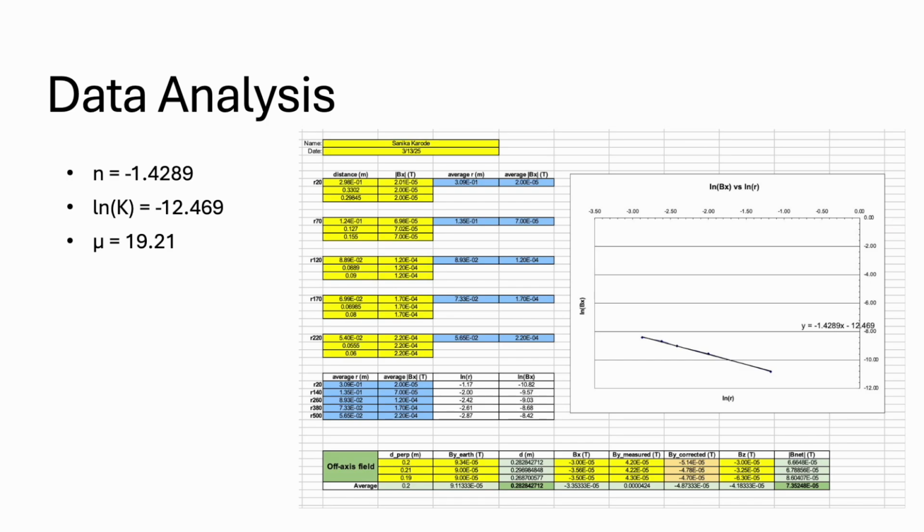So here is the spreadsheet. You can see all of the data for the different distances over here with the different T's that we had to look for, which are these T's that we calculated. Over here is the data we found for the off-axis field, and over here is the graph that was created. Based on this graph, we found that n was negative 1.4289, and ln of k was negative 12.469. By solving for k, I was able to find the mu for the magnet, the dipole moment, and that was 19.21.